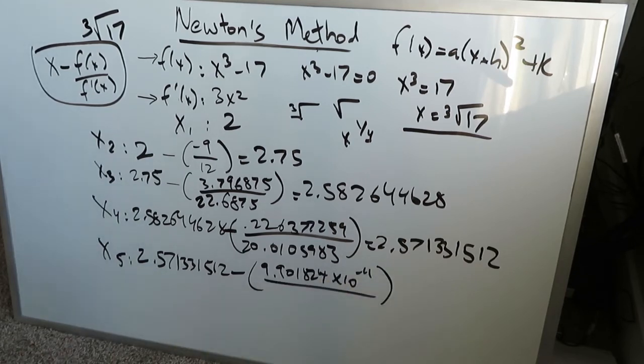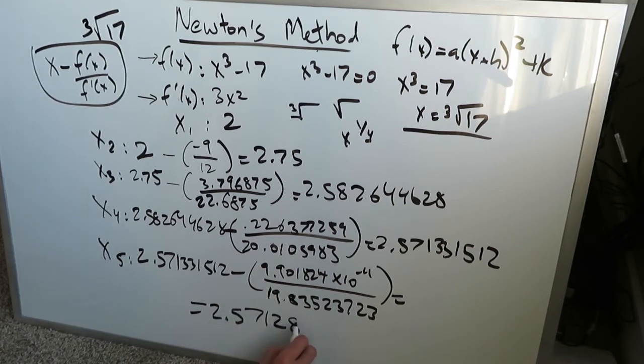In the denominator, what will we get? Let's see. We'll take this number and run it through the derivative. Here I'm getting 19.83523723. See, here we're actually finding a cube, so we're not doing a square root, we're finding a cube root. But that's good. Now let's do this entire computation and put an answer over there. Due to space, I'm going to put it right over here: 2.5712815992. This is the number I'm getting using the iterative process, Newton's method.